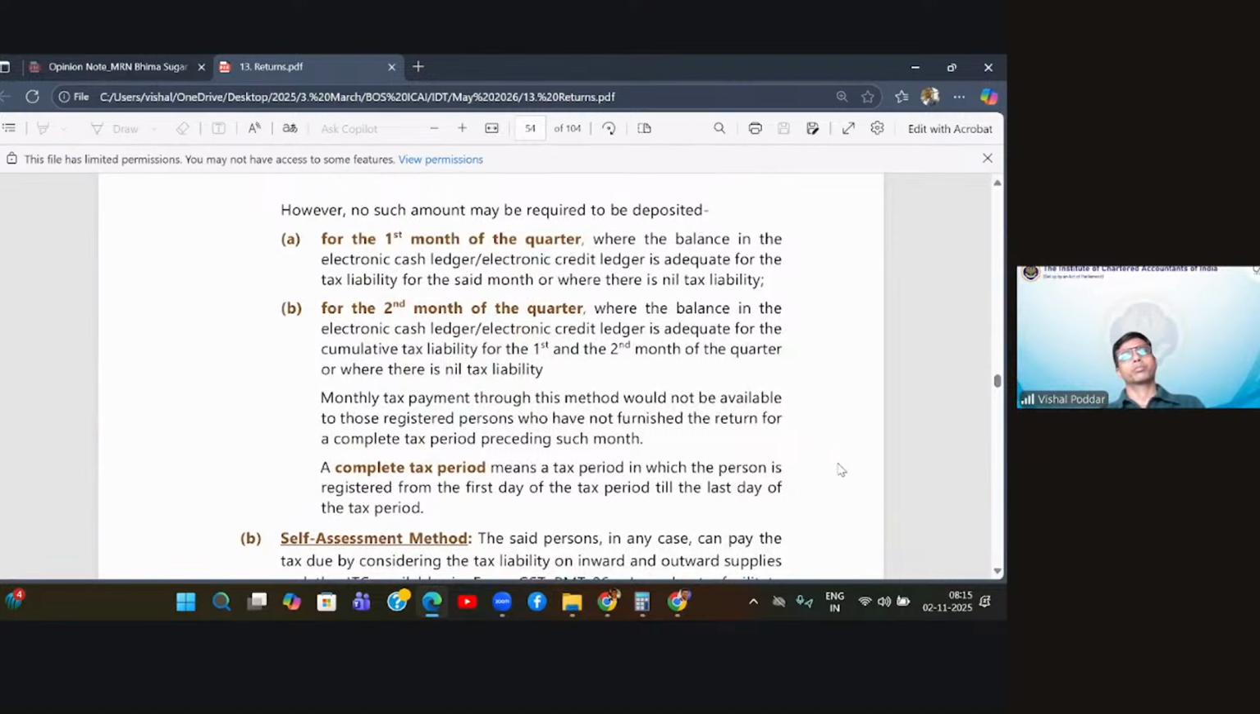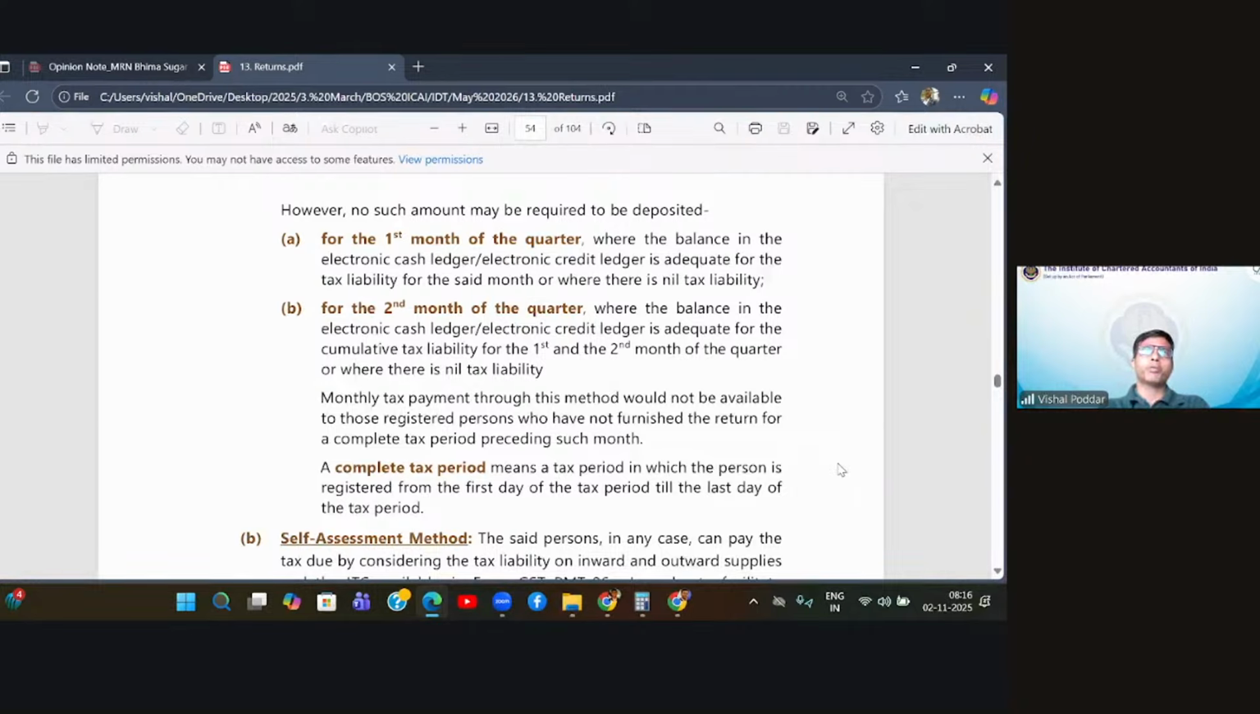Continue. However, no such amount may be required to be deposited for the first month of the quarter where the balance in the electronic cash ledger or electronic credit ledger is adequate for the tax liability for the said month, or where there is nil tax liability. For the second month of the quarter, the same applies where the balance in the electronic cash ledger or electronic credit ledger is adequate for the cumulative tax liability for the first and the second month of the quarter, or where there is nil tax liability.